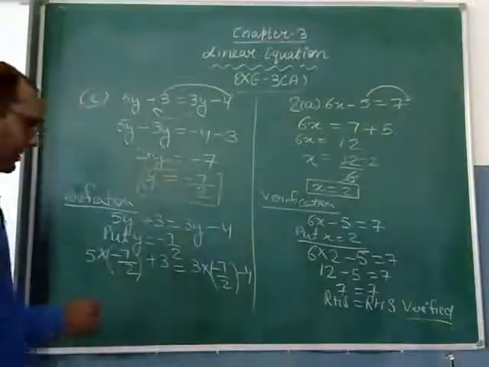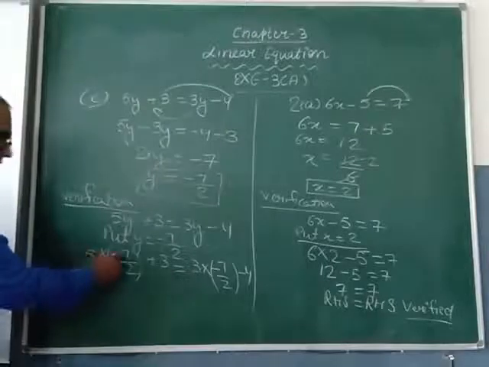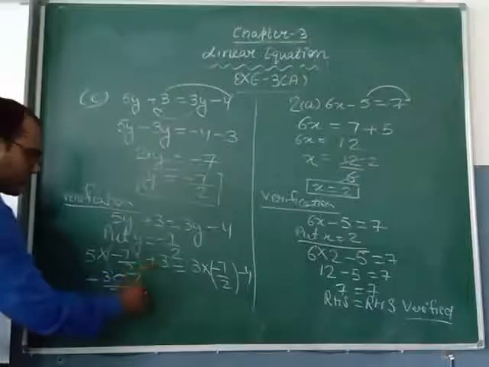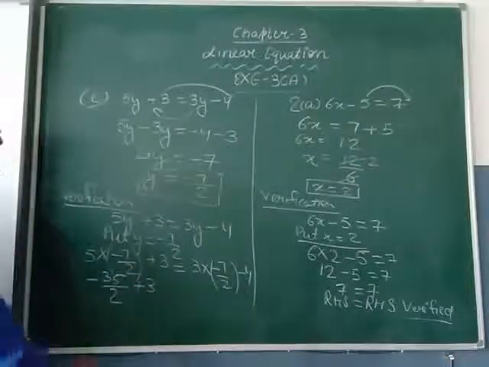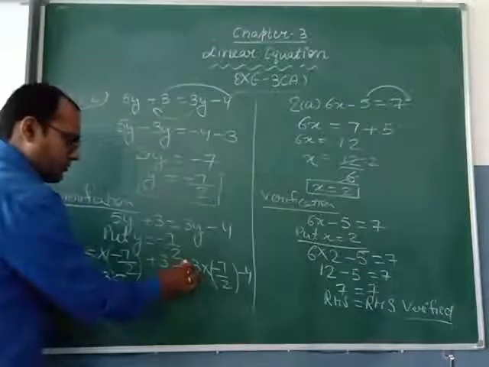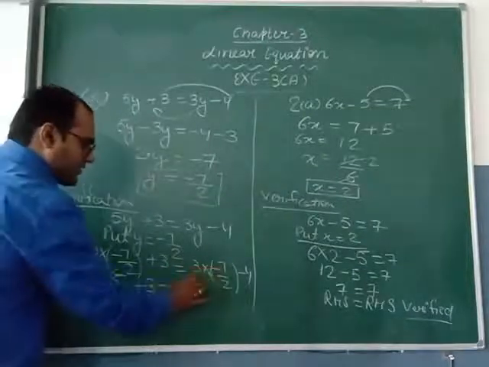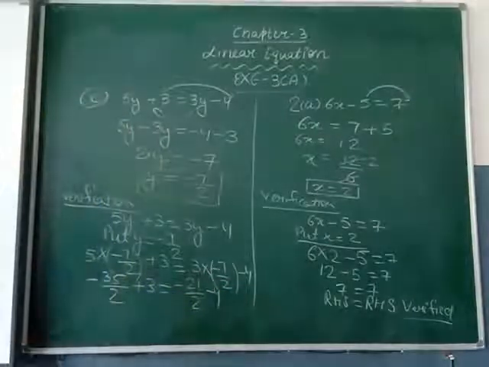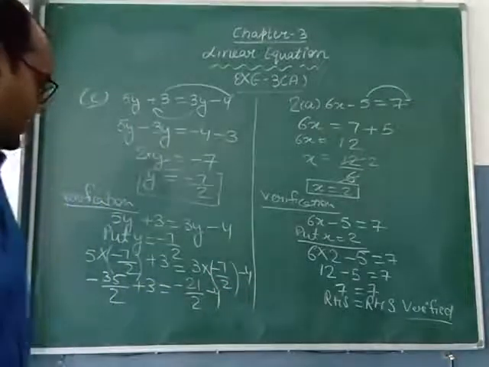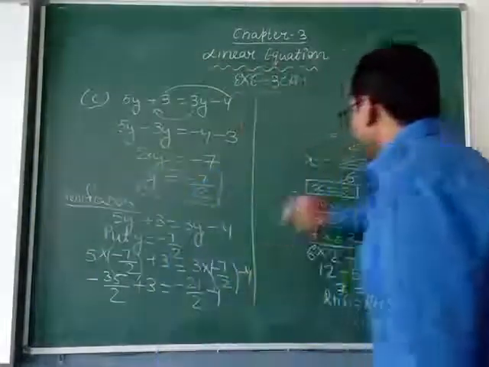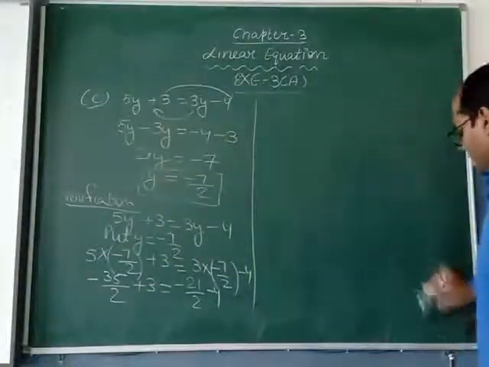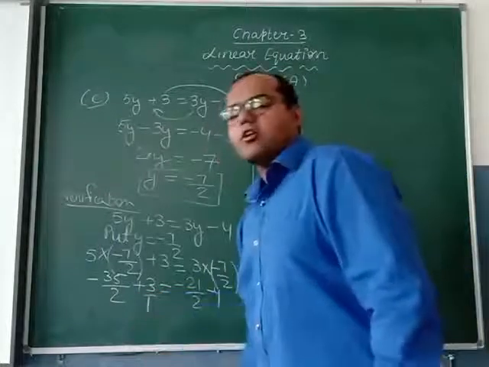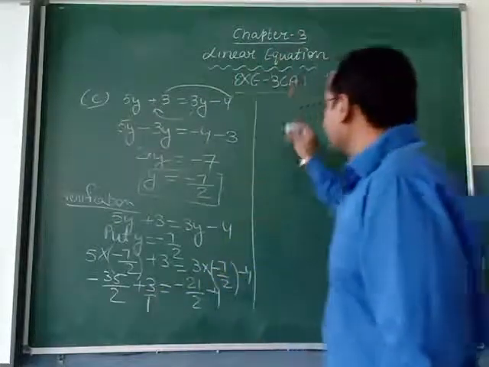Now we have to multiply these two numbers. Plus minus minus, 7 5s are 35, upon 2, plus 3, equal to plus minus minus, 3 multiply 7, 21 upon 2, minus 4. Now in the next step, what will you do? You will take the LCM. We will take the LCM on the left hand. In the denominator of 3 we have to take 1. 2 and 1, LCM is 2.